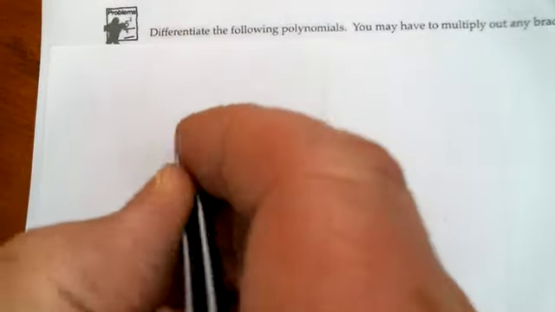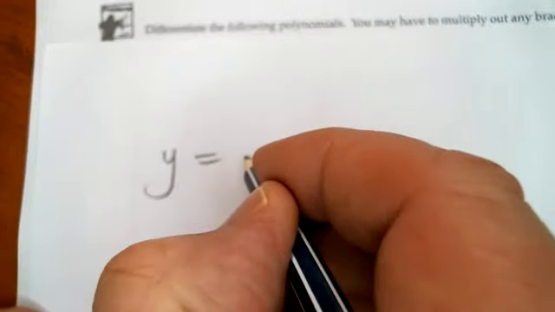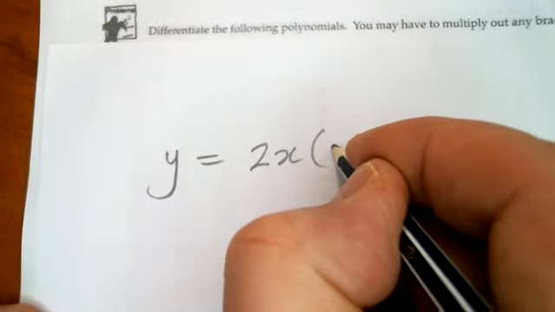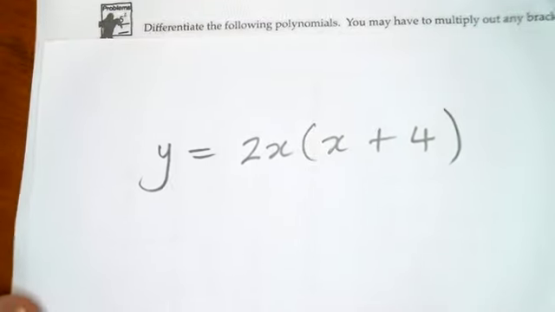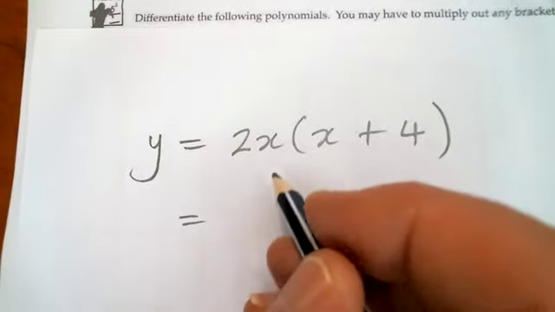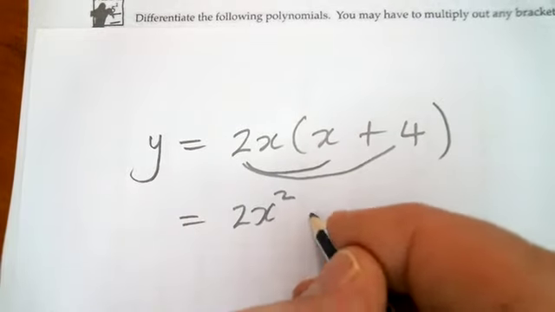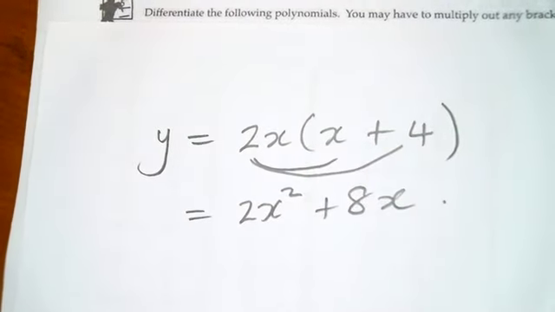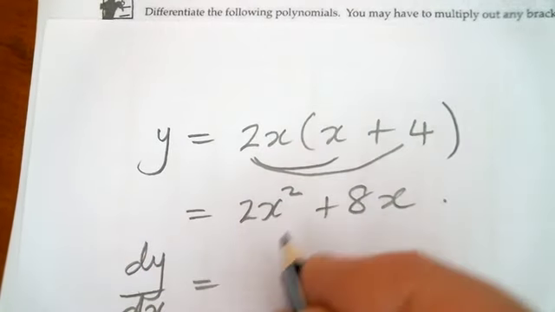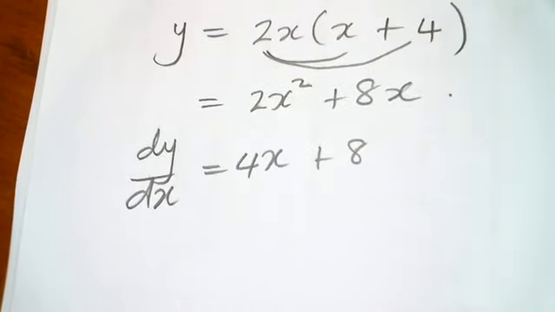So let's imagine I had y is equal to, and I'll just use y for the sake of argument here, 2x times x plus 4. And I want to find dy dx. So my first job is to say, well, this is equal to, and I'm going to expand it out, 2x times x is going to be 2x squared. And 2x times 4 is going to be plus 8x. Now I can differentiate. So now I can go dy dx is equal to 2 times 2 is 4x plus 8, and I'm done. That's simple. Let's look at another one.